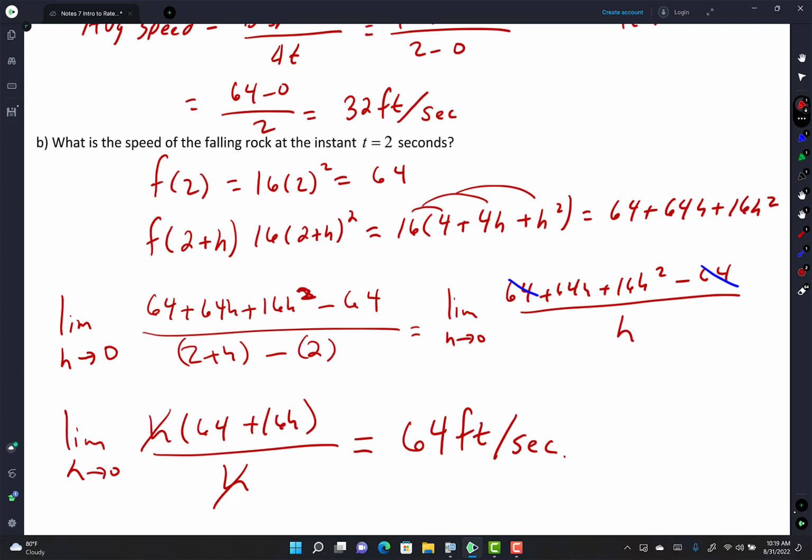Oh, because I wanted you guys to see where it came from. This is my time final. This is my time initial. And remember that this is supposed to be my change in time. So 2 plus h minus 2, the 2's cancel out and you just get h.